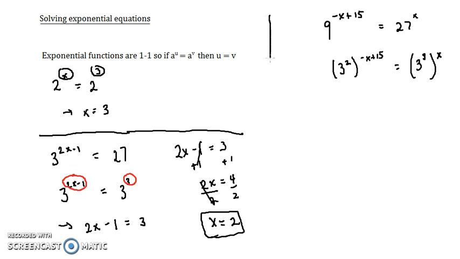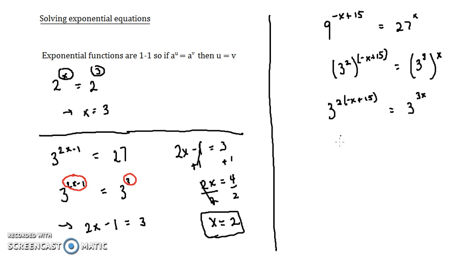Now this is where our exponent rules from the review video come into play. If I have a base raised to two exponents like this, remember the parentheses separate them, so that means multiply. So I'm going to multiply that whole thing by 2. So I'm going to have 3 to the 2 times negative x plus 15, and I'm going to have 3 to the 3 times x, so that's just 3x. Let's simplify this on the right. We want to distribute that too. So we're going to have 3 to the negative 2x plus 30 equals 3 to the 3x.